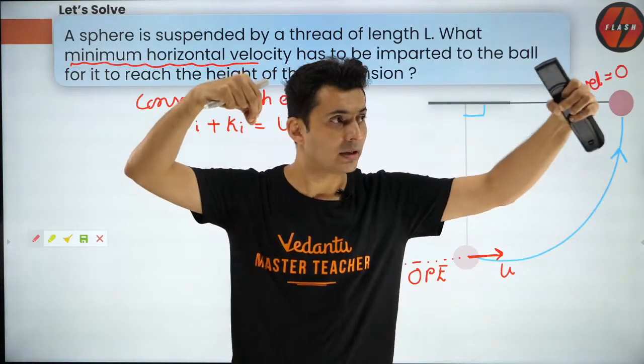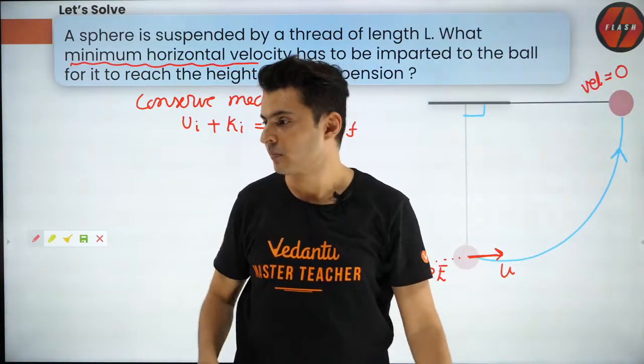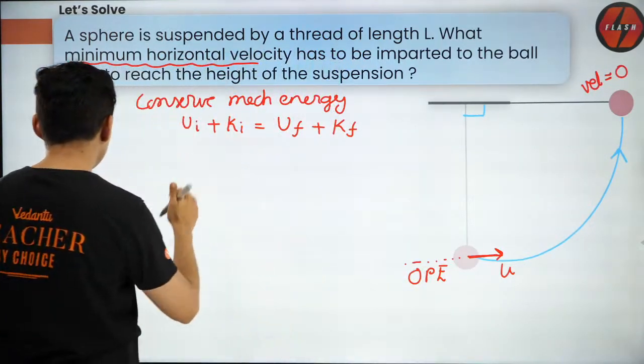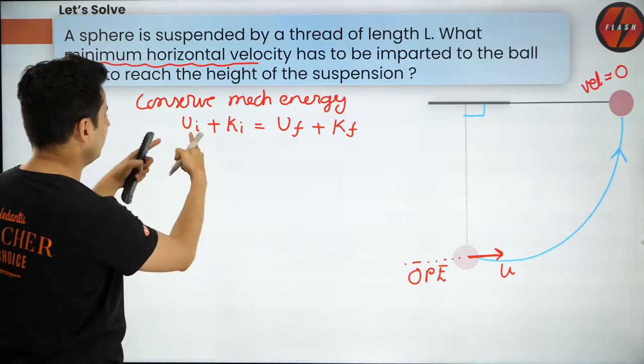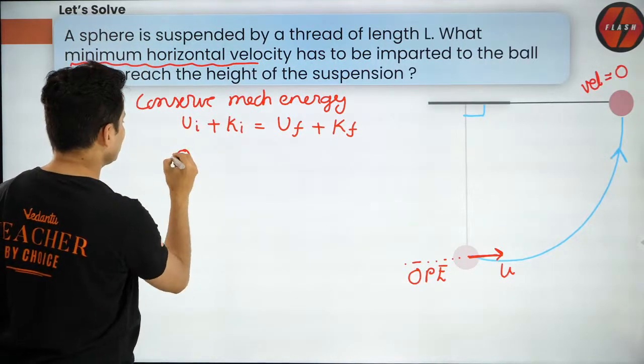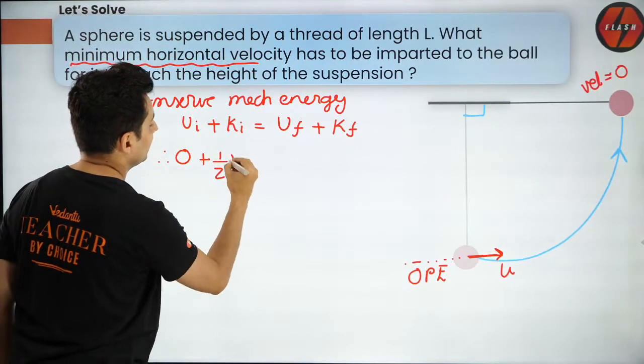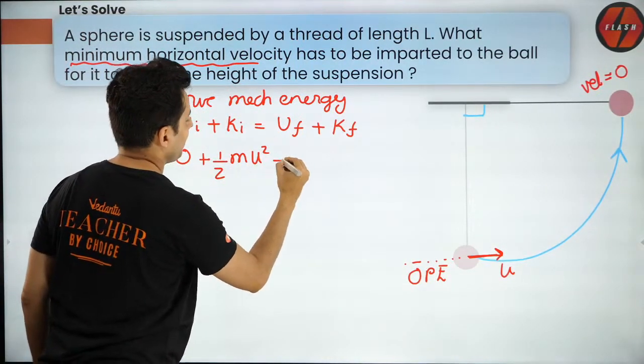Till this point only, not beyond this, only till this point. Very good. So we don't have to worry about the string becoming slack. That's the best part. And now just solve the problem. Initial potential energy is 0. Kinetic energy is half mu square.